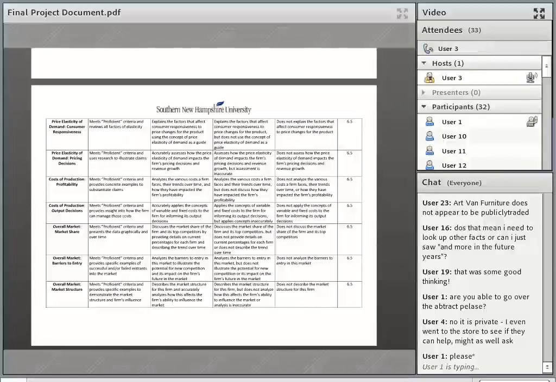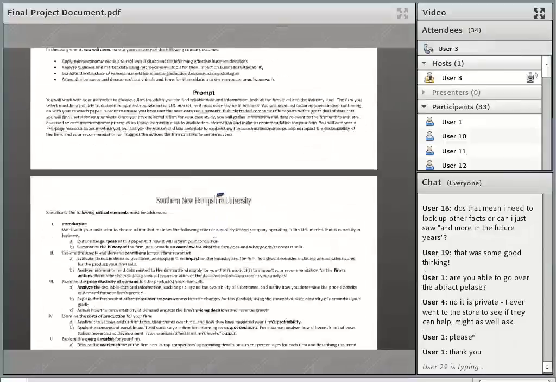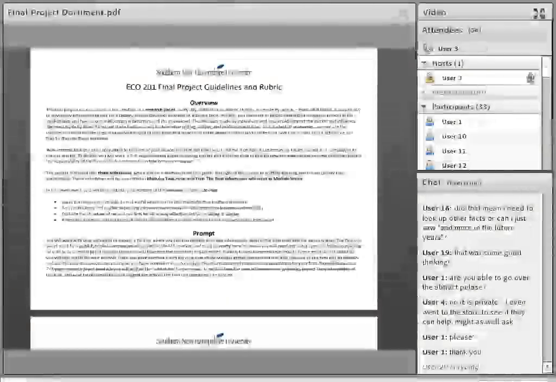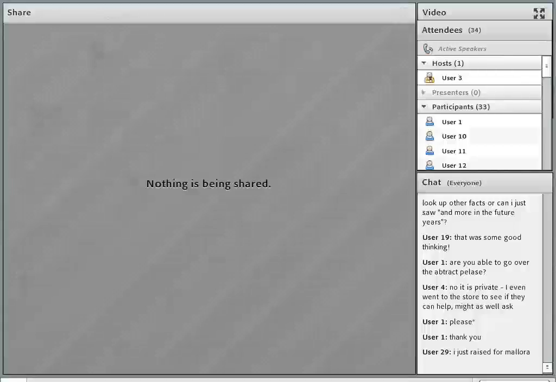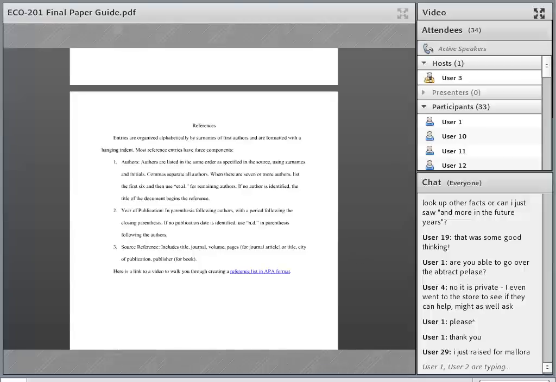Are you able to go over the abstract? Oh, sure. I'm sorry that I missed that, Melora. And Arena, if you have a question, feel free to just type it in. So the abstract doesn't have a rubric element, Melora. That's included in the articulation of response. Since we have a few minutes left here, let me pull up the final paper guide. Make sure I get the right one for you guys. Oh, thank you, Arena. That was very thoughtful.